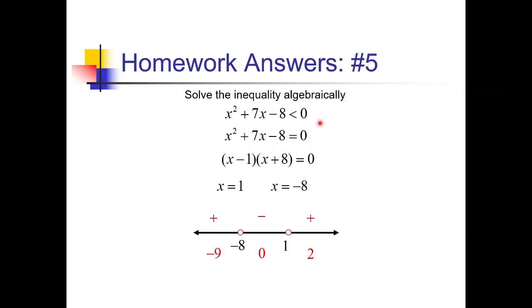Now the original inequality was less than. So we just want to shade in the negative pieces of this then, since we're less than 0 for that original. So that's just this region between -8 and 1. And to get the actual answer, I just have to write an inequality describing what I just graphed here. So this would be -8 less than x less than 1.